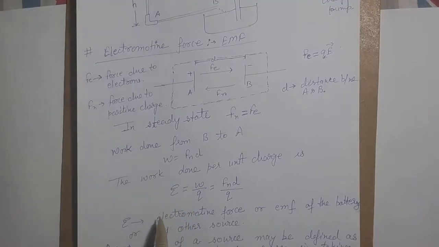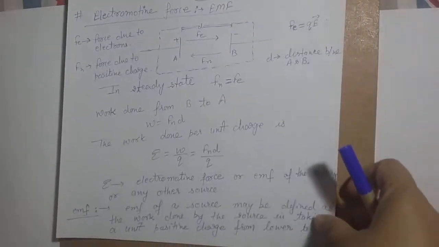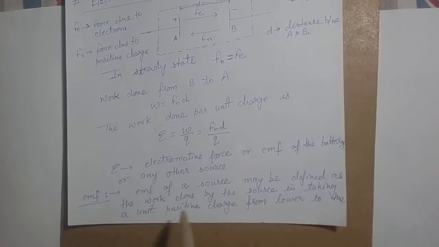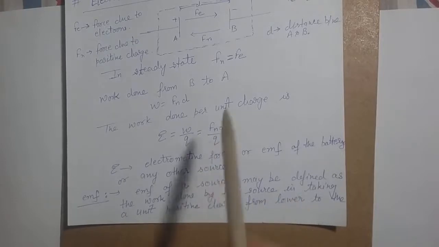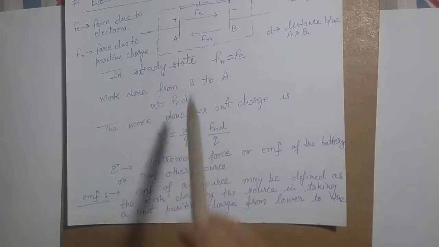Now what is this E? This E is the electromotive force or EMF of the battery. Now what is this EMF? EMF is defined as the work done by the source in taking a unit positive charge from the lower to the higher terminal.